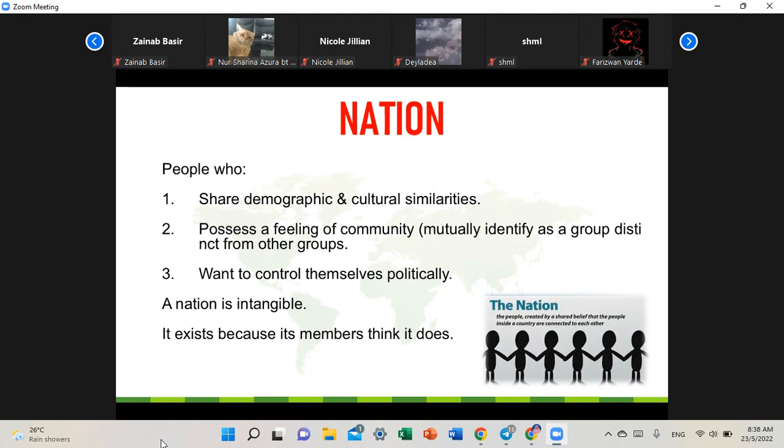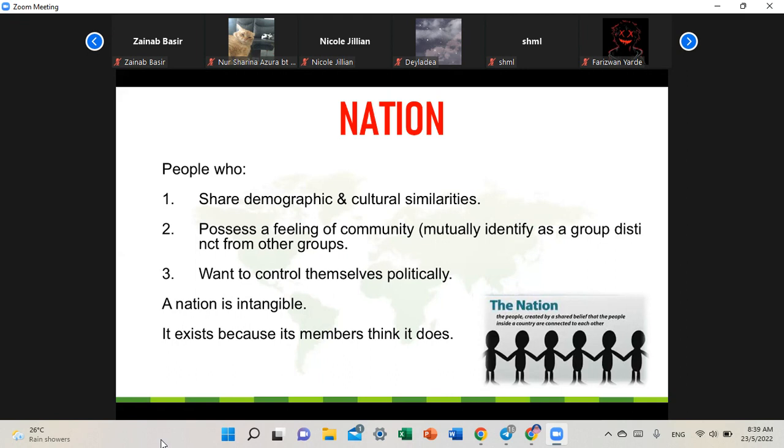The second one: possess a feeling of community, mutually identified as a group distinct from other groups. For the first point, like I said, there are two types of demography. It's either homogeneous or heterogeneous. So a nation usually exists in the case of a homogeneous country. For a heterogeneous country, there is no nation, because people do not share ethnicity or language and whatnot. So a nation only exists for a homogeneous population. That's why we have a homogeneous population that possesses a feeling of community, mutually identified as a group, distinct from other groups.